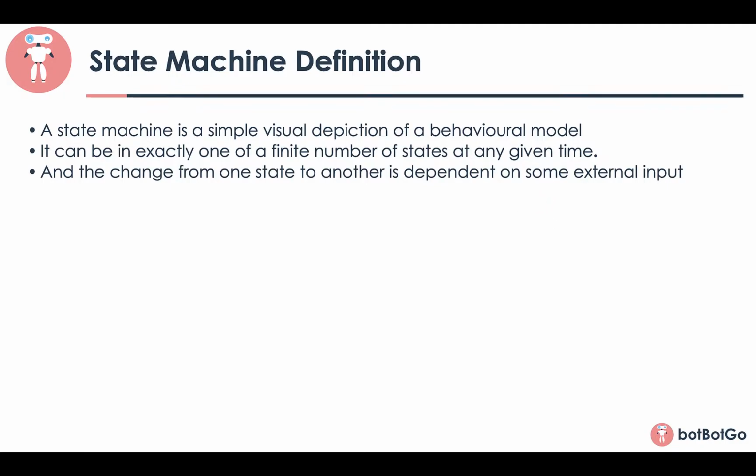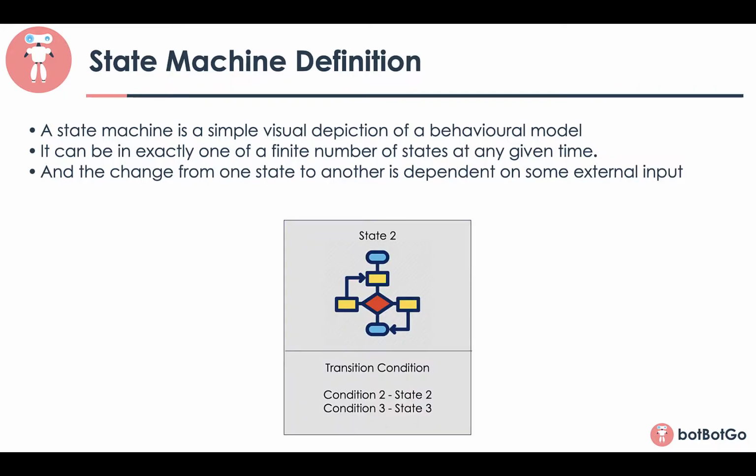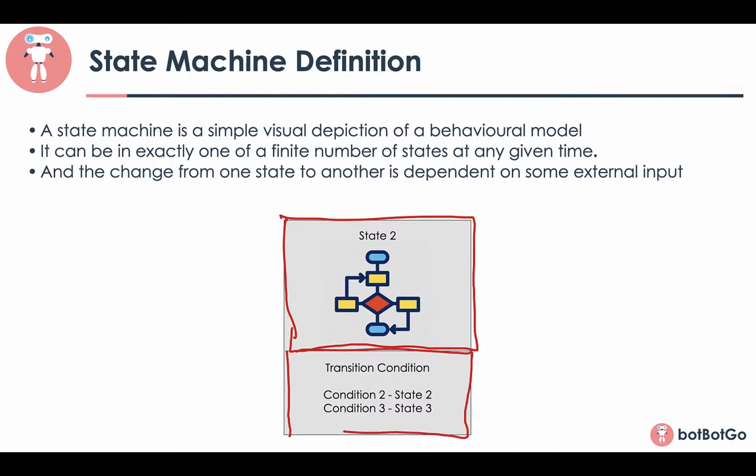Now let's move forward and think of the building blocks of a state machine. In a state machine, there are basically two major components. The very first one is the state itself, and the second one is the transition, which triggers the switch between different states. So if you see here that if a condition 2 is satisfied, then you move to state 2, and in case of condition 3 is satisfied, then you go to state 3.